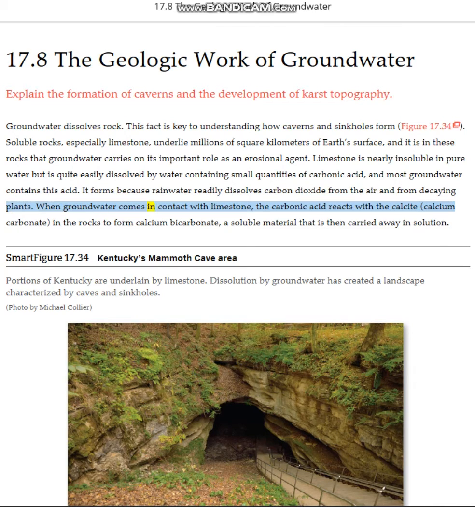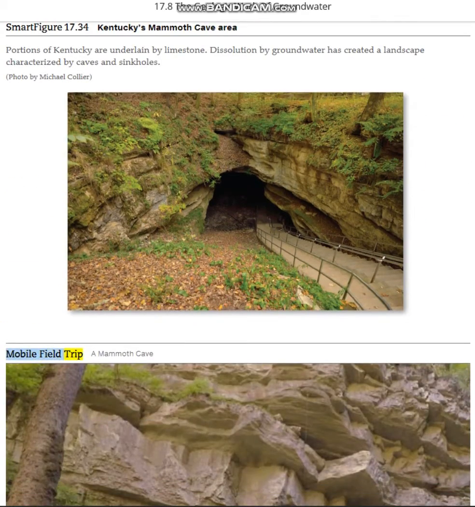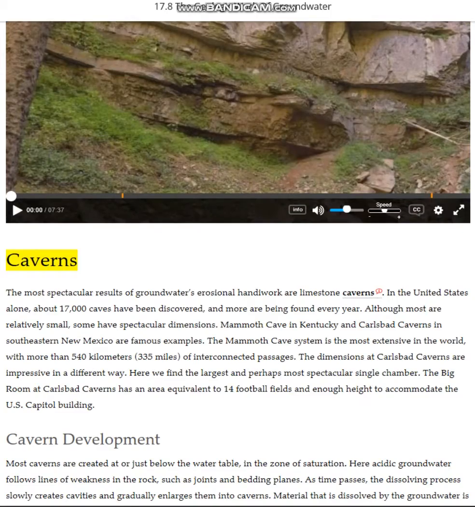When groundwater comes in contact with limestone, the carbonic acid reacts with the calcite, calcium carbonate, in the rocks to form calcium bicarbonate, a soluble material that is then carried away in solution. Smart Figure 17.34 Kentucky's Mammoth Cave Area. Portions of Kentucky are underlain by limestone. Dissolution by groundwater has created a landscape characterized by caves and sinkholes. Photo by Michael Collier. Mobile field trip. A mammoth cave. Caverns. The most spectacular results of groundwater's erosion.